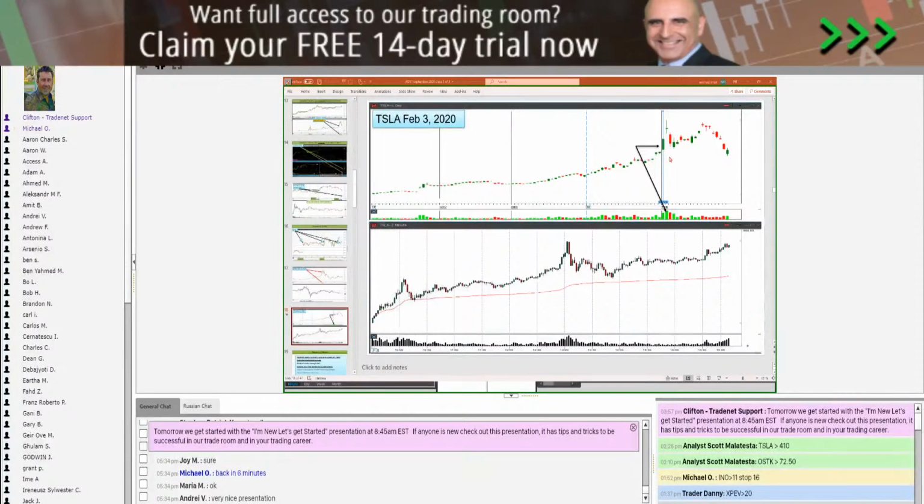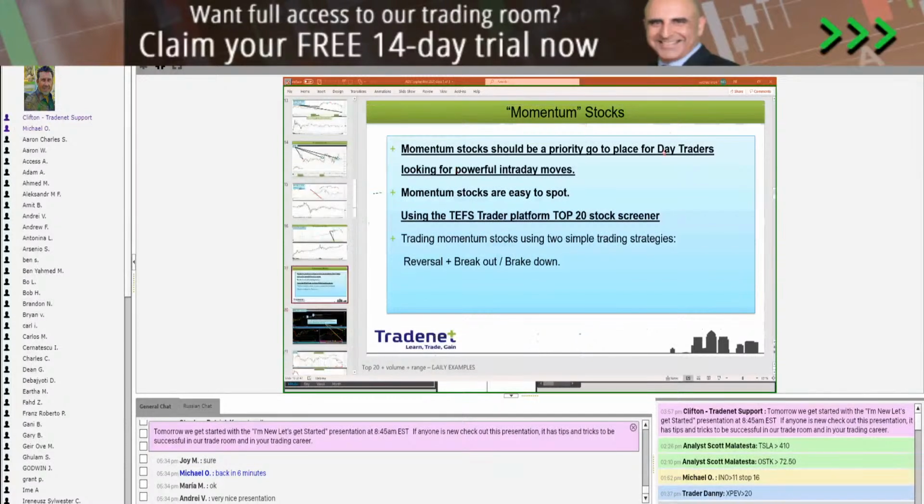A stock that gaps up, the range is 10 times the average range, the volume evidently bigger than average, and now your job is to find an entry point intraday. A breakout, a reversal, a hammer, a bull flag, a double top, a double, whatever. So momentum stocks should be a priority go-to place for day traders looking for powerful intraday moves.